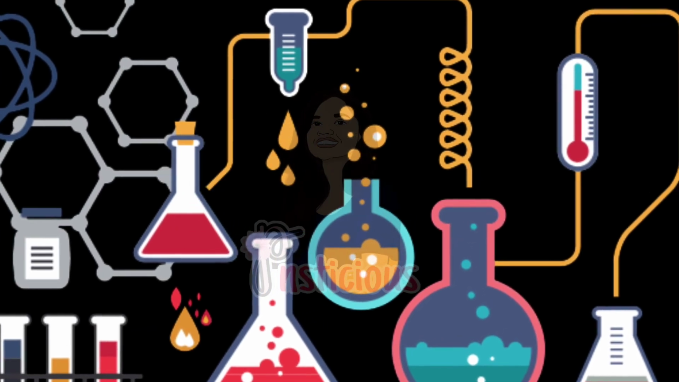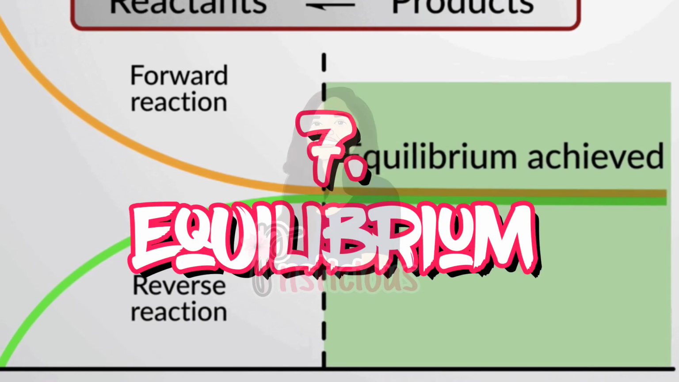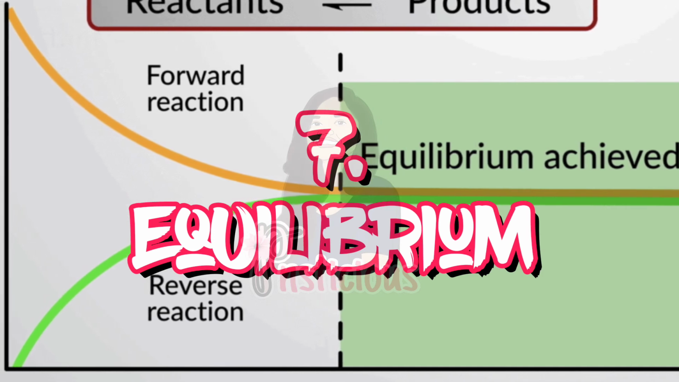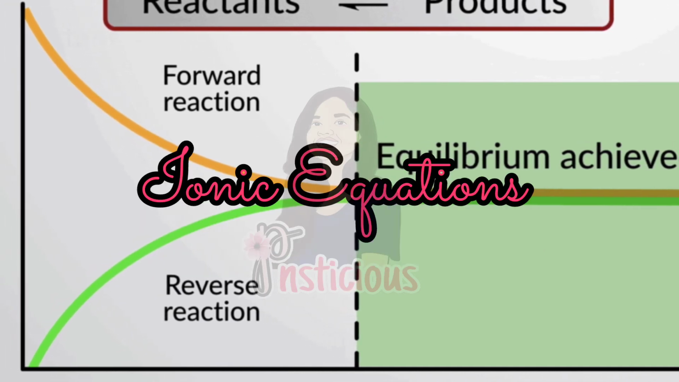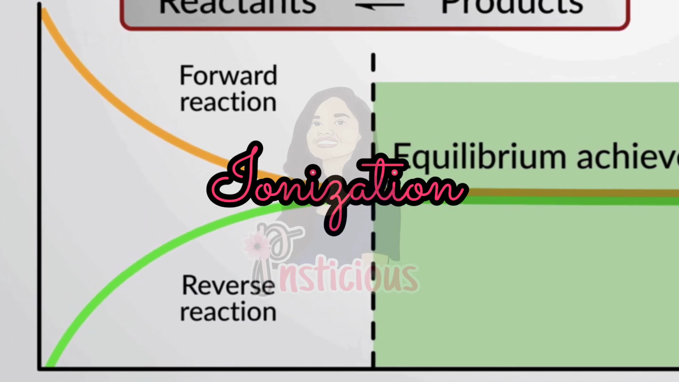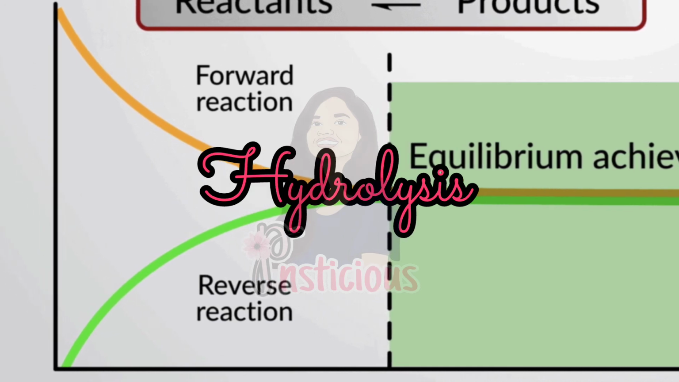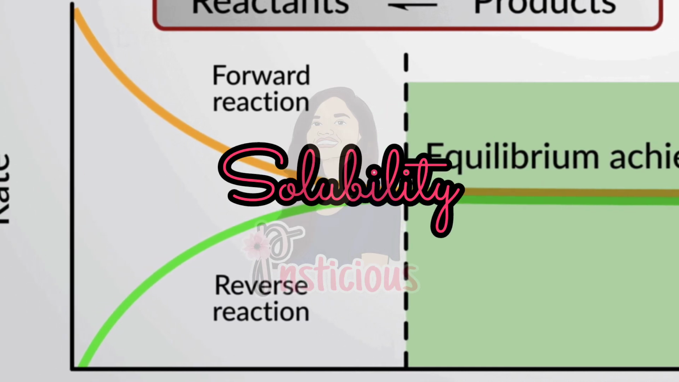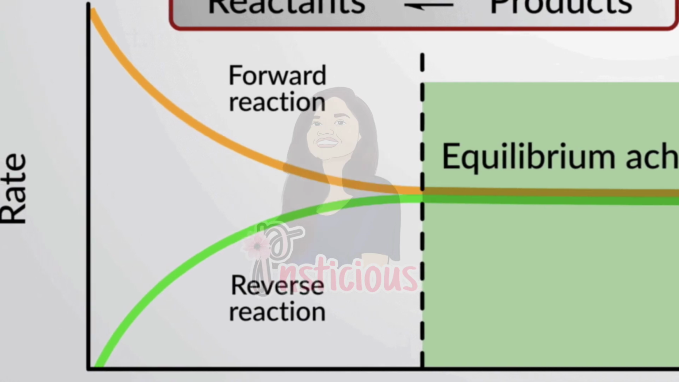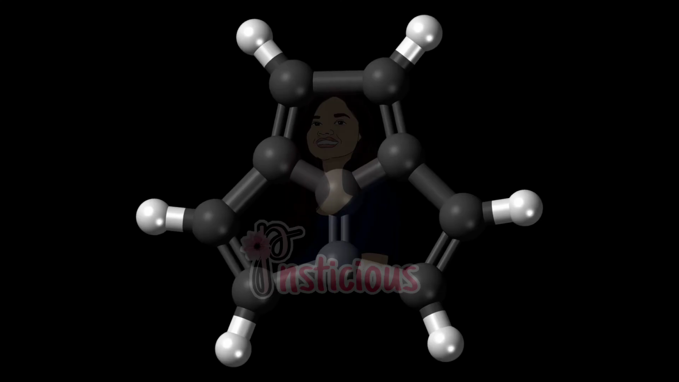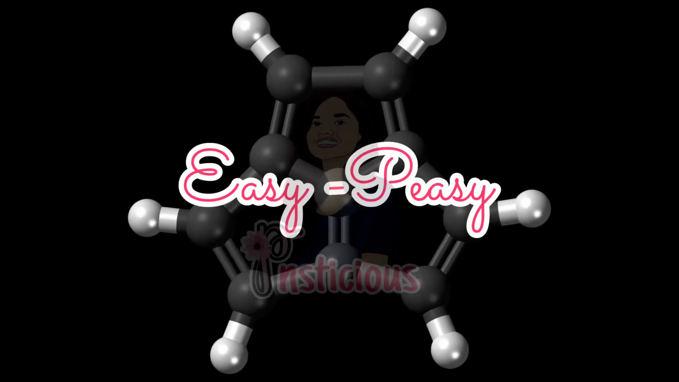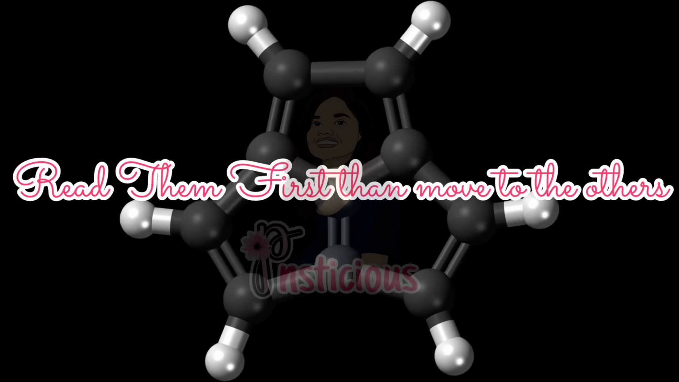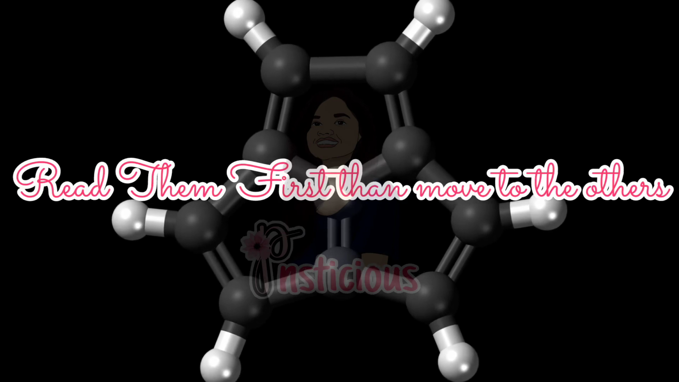The next and the last chapter, which is chapter number 7, Equilibrium. This chapter introduces you to ionic equations and their ionizations, what is hydrolysis, buffer solution, solubility and the solubility products, etc. So here is what I got for you. These are the easy 7 to 8 chapters, so you can read them first and then you shall move further.